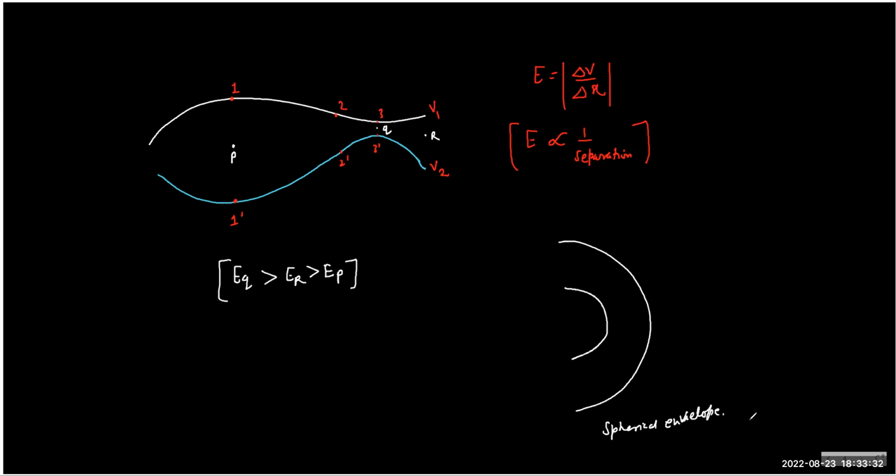Now, what you really need to remember is, a point charge will create what kind of surface? Spherical. A point charge will always create a spherical surface. If we have an infinite line charge, then it will create a cylindrical equipotential surface, right? And if we have an infinite sheet, it will create parallel surfaces, right?